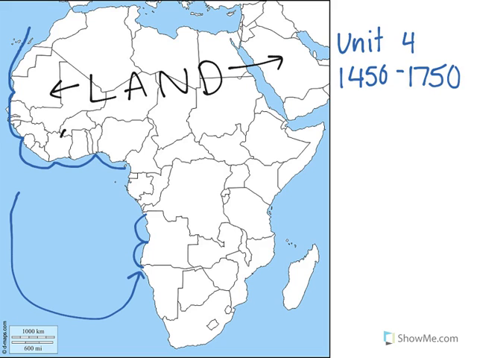Good. So here we've got the Ashanti. We've got Dahomey. What else? Yeah, we've got Congo with a K. Congo with a K was the kingdom on the coast.